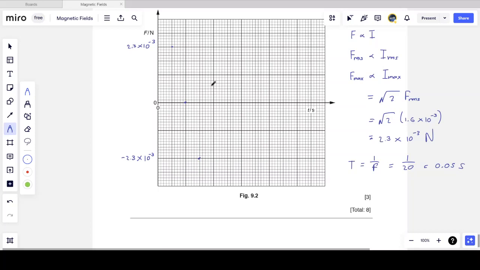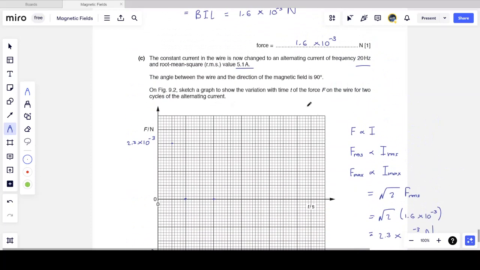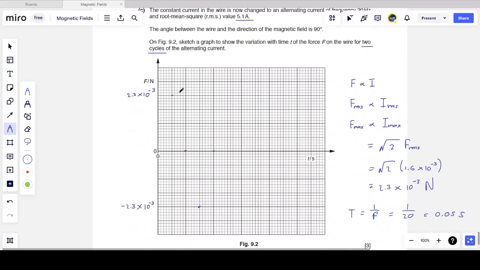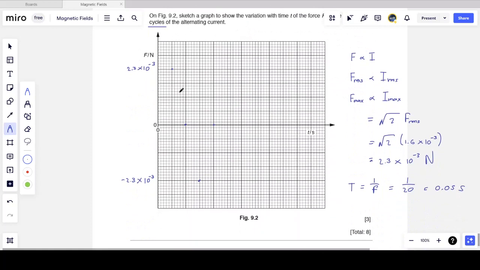in the diagram, and then I'm going to sketch a graph. But the question says specifically, sketch the variation with time of the force for only the first 2 cycles. Be very careful to read the question properly. And so I'm only asked to sketch, but I should sketch it as a sine rather than more straight or logarithmic or parabolic or whatever. It should look like a sine curve because that's what it is.